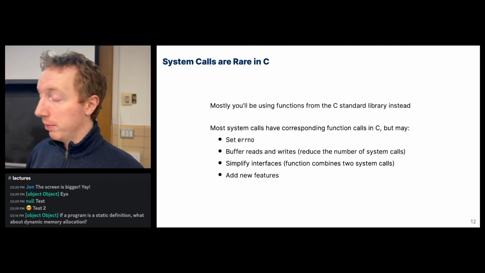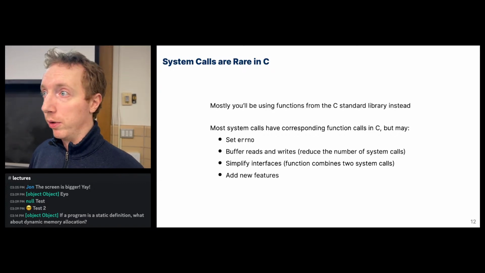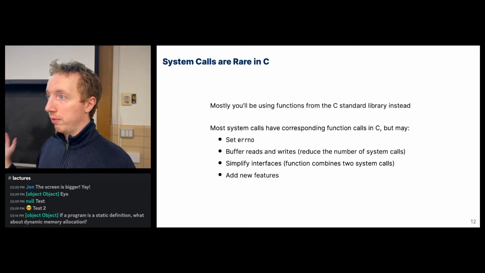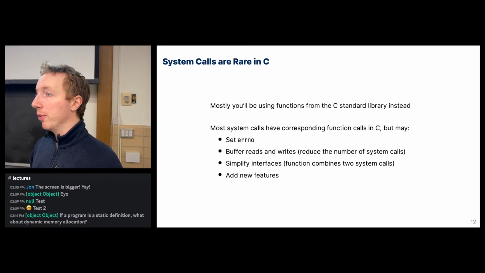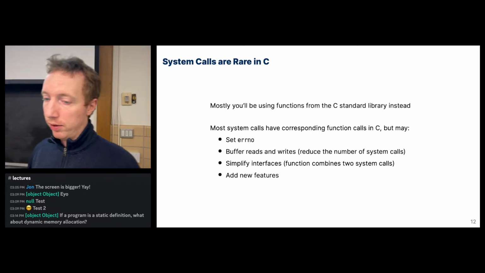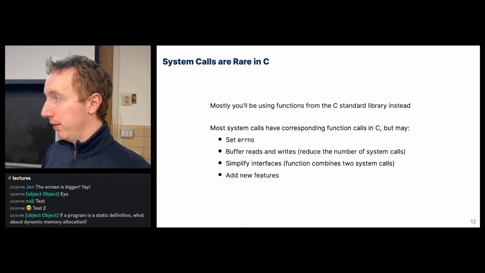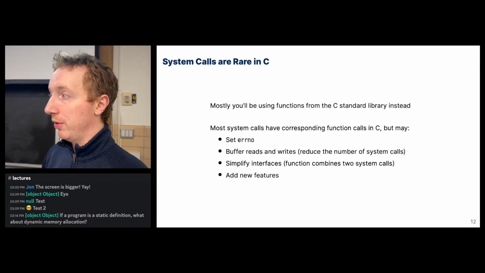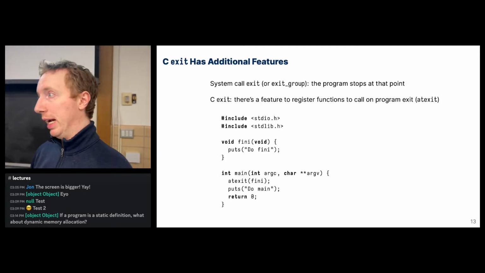They might also do things like buffer reads and writes to reduce the number of system calls. For example, you might be able to completely write a large file, which would take multiple read system calls or multiple write system calls. So it would bundle those up and do them all for you in a single function call. Sometimes they'll simplify interfaces, which we'll see later. And then sometimes they also add new features, which we'll get into very shortly, aka now.